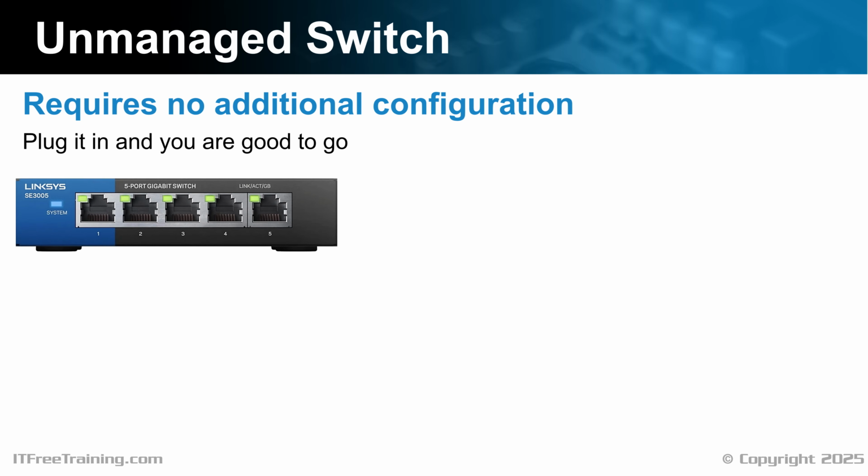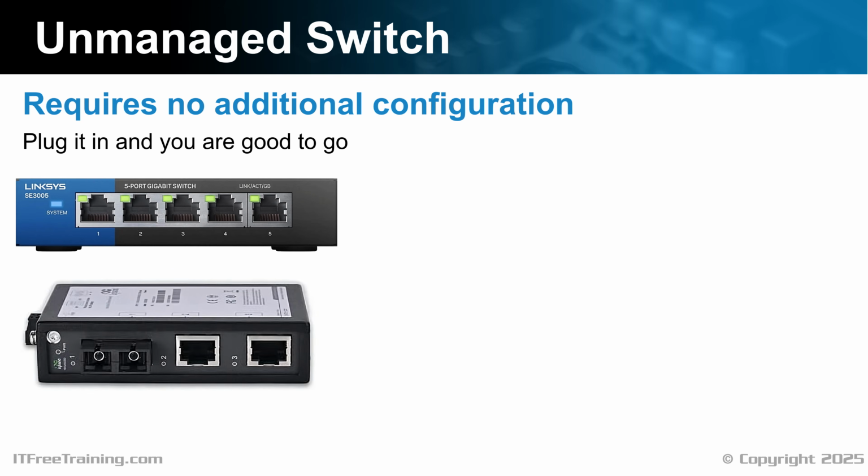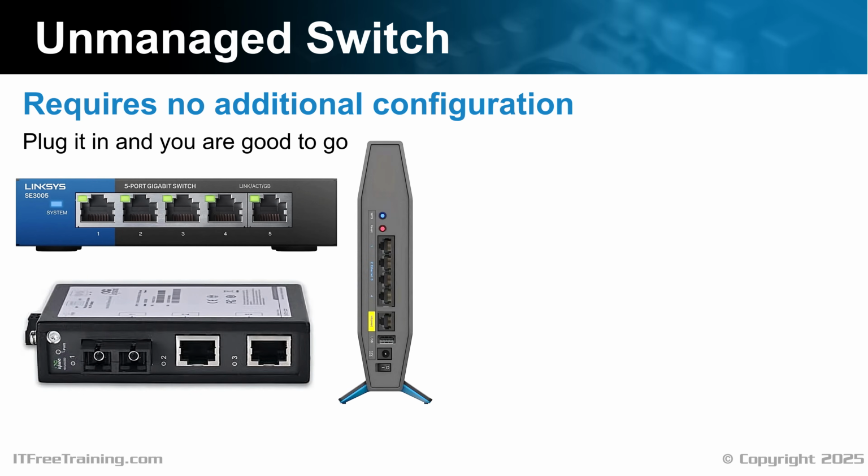Unmanaged switches are the most common switches sold on the market. They come in many different forms. For example, they may include different cable types such as twisted pair and fiber optic. They are most likely the switch embedded in your home router. If your router has multiple LAN ports at the back of it, most likely it has an embedded unmanaged switch.